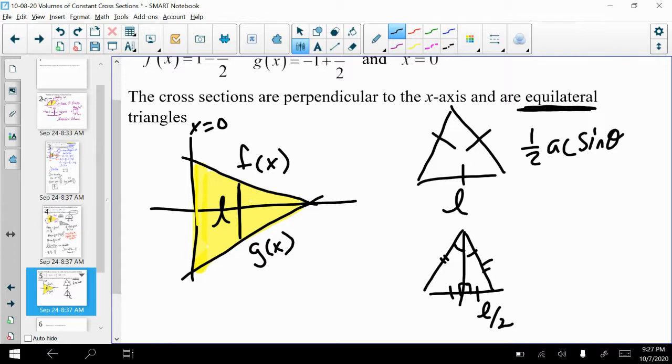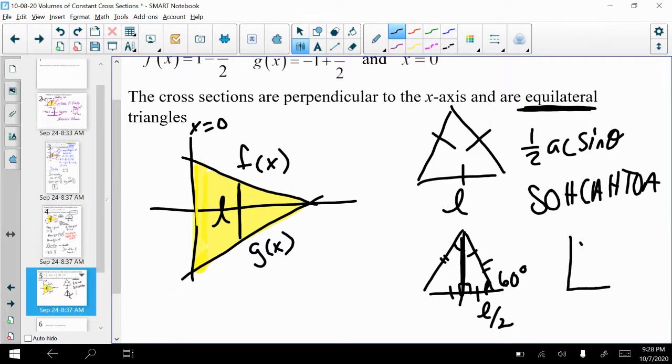Which is nice because we can find this side because we know this angle is 60 degrees and we can use SOHCAHTOA, which is where this whole formula comes into play. So this formula works for all triangles, not just equilateral triangles. But anyhow, if we use SOHCAHTOA, if I pop that little triangle out, this is 60 degrees.